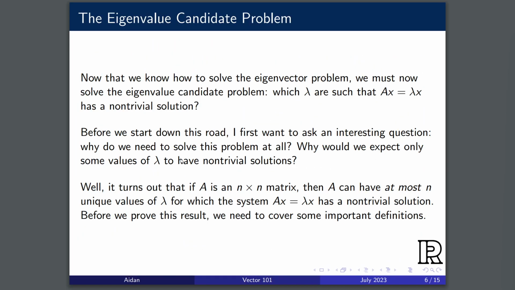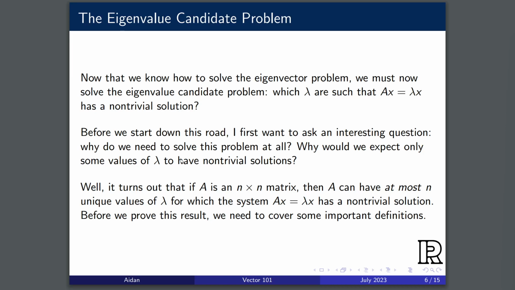So yeah, we want to solve this eigenvalue candidate problem. But before we start doing this, I want to ask a potentially interesting question, which is: why does this eigenvalue candidate problem need to be solved? Well, I already gave you one example where you have a matrix and there's only one lambda where this problem is interesting, which is the identity matrix. And so the question is, why do we in general expect that only some values of lambda will have non-trivial solutions?